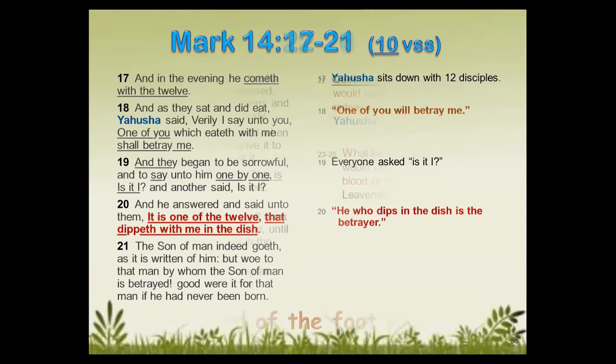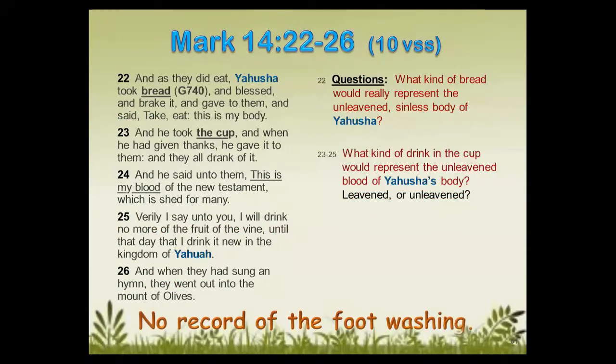We saw those same questions coming up, those same comments. Continuing on in Mark 22, and as they did eat, Yahushua took bread, it was artos, and he blessed and brake it, and he gave it to them. And he said, Take, eat, this is my body. And again, the questions are, what kind of bread would really represent the unleavened, sinless body of Yahushua? And what kind of drink in the cup would represent the unleavened blood of Yahushua's body, leavened or unleavened? And basically, Mark records about the same thing as Matthew. And again, there is no record of foot washing in the book of Mark.